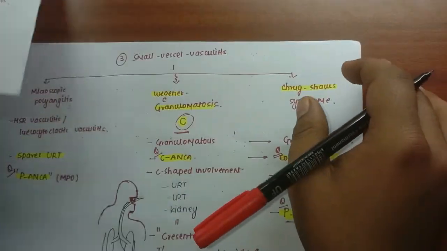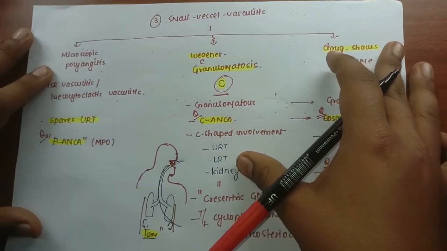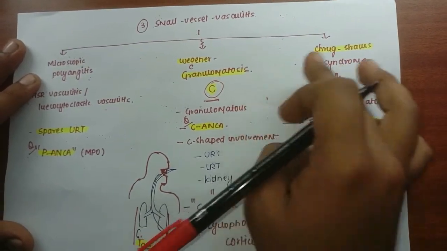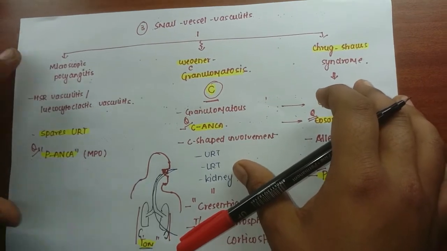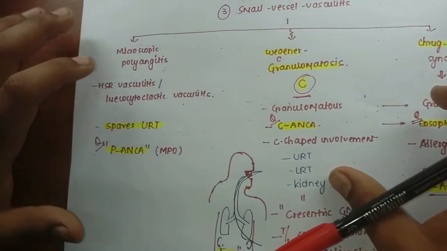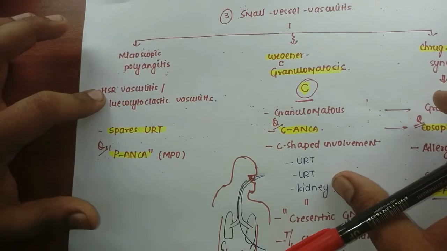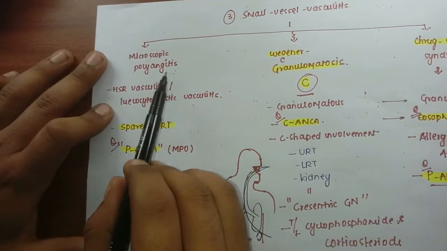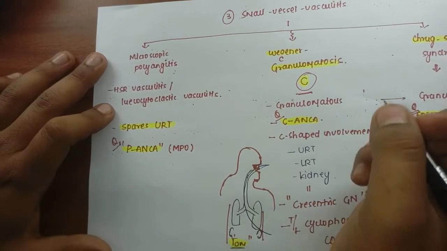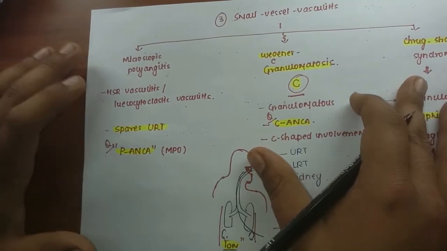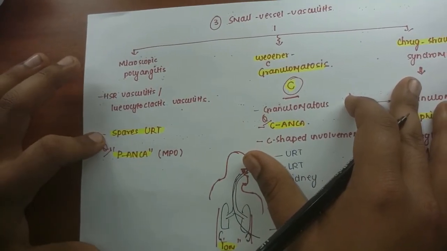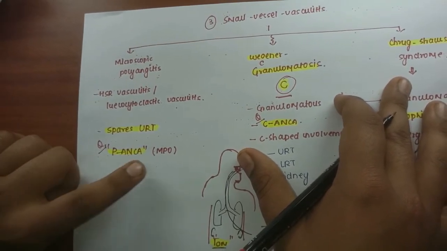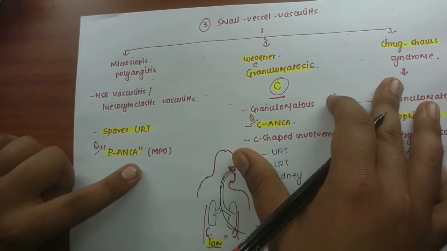Moving on to the last part, the small vessel vasculitis. It involves three parts: microscopic polyangiitis, Wegener's granulomatosis and Churg-Strauss syndrome. Microscopic polyangiitis has been given a special name, hypersensitivity vasculitis or leukocytoclastic vasculitis. Same as polyarteritis nodosa, it can involve any vascular bed in your body except that it spares the upper respiratory tract. The characteristic antibody seen here is P-ANCA, directed against the myeloperoxidase enzyme.